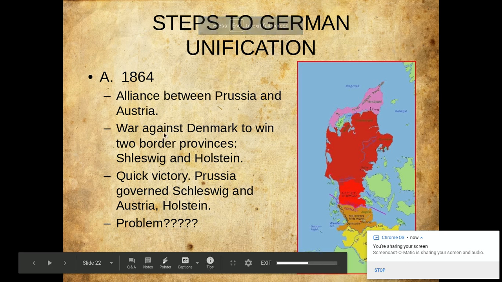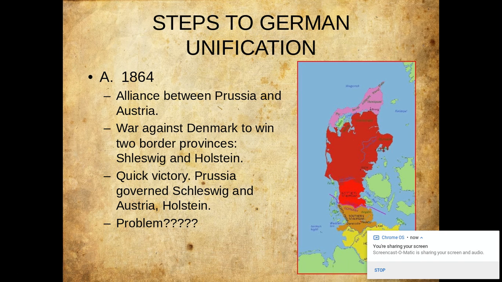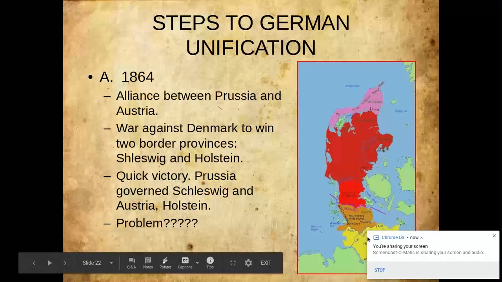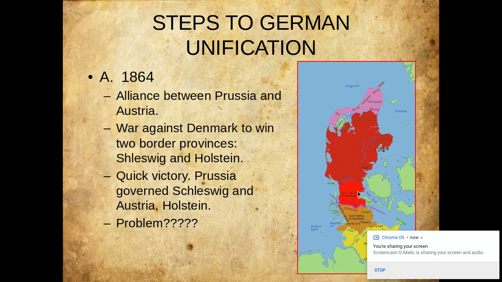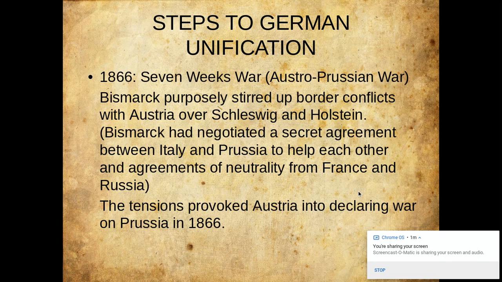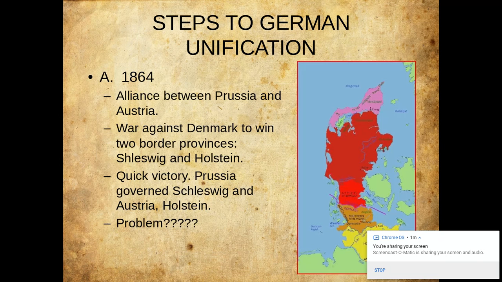So, steps towards unification. In 1864, you have this little picture down here. I know it's hard to see, but Prussia makes an alliance with Austria. They agreed to attack Denmark, which is up here in the top part where you see my cursor going. They agree that if they win, they will divvy up the two provinces, Schleswig and Holstein, which is right there.